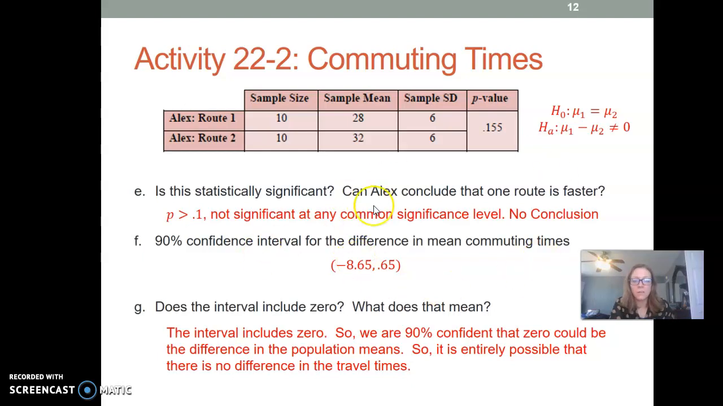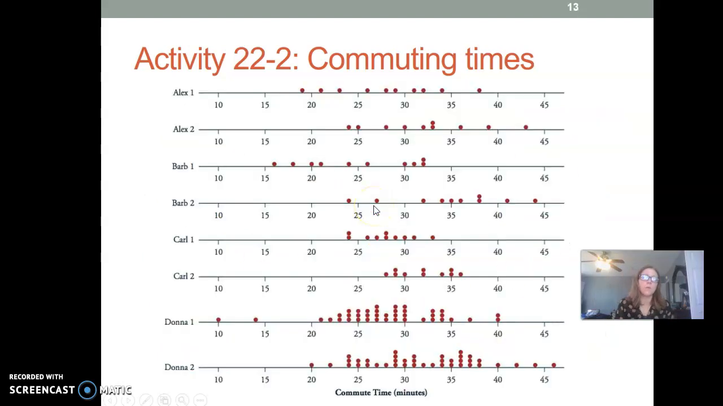Let's take a look at some other values. Suppose we have Alex, Barb, Carl, and Donna, and they all collected data about their two different routes. Alex, we already looked at. Look at Barb's. Barb still has sample size 10 in each of her groups, but the means look quite a bit different. Route 1 looks like it takes quite a bit less time than Route 2.